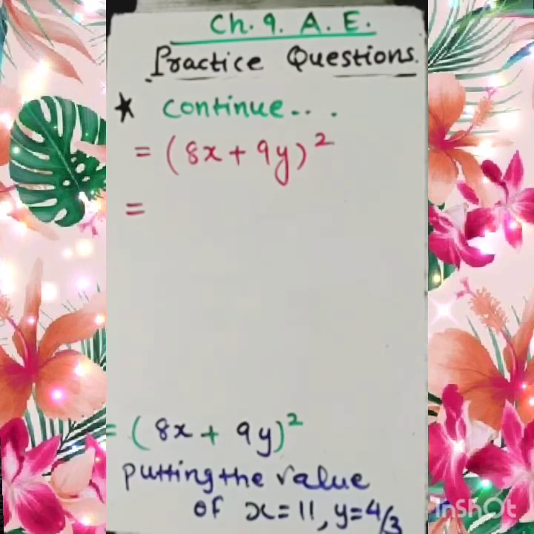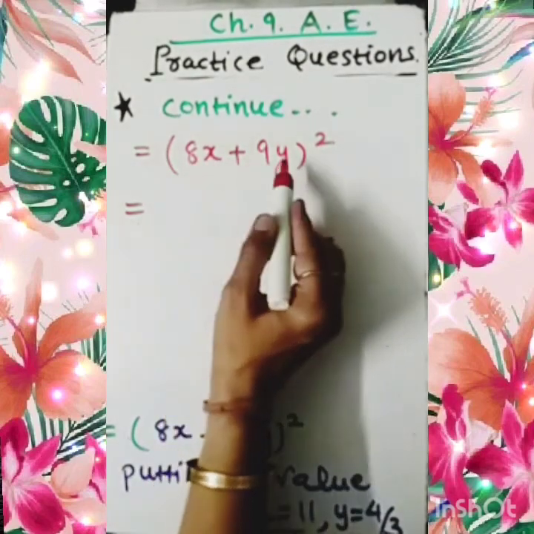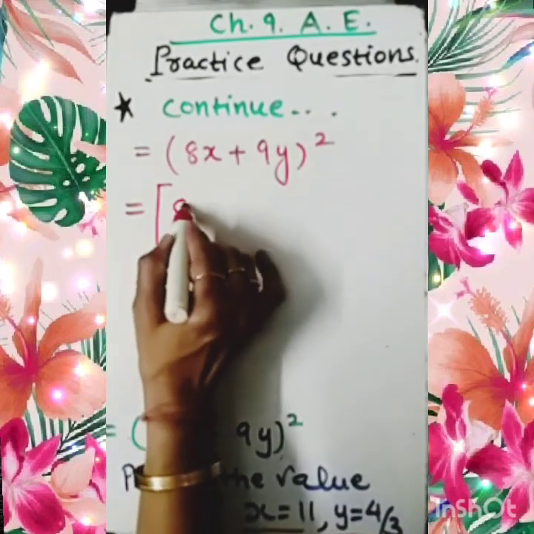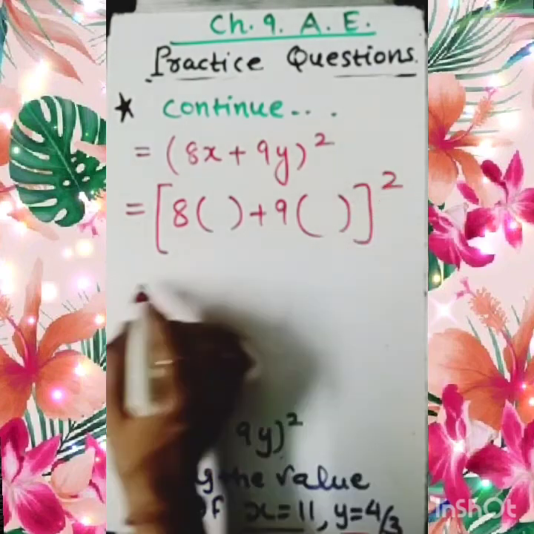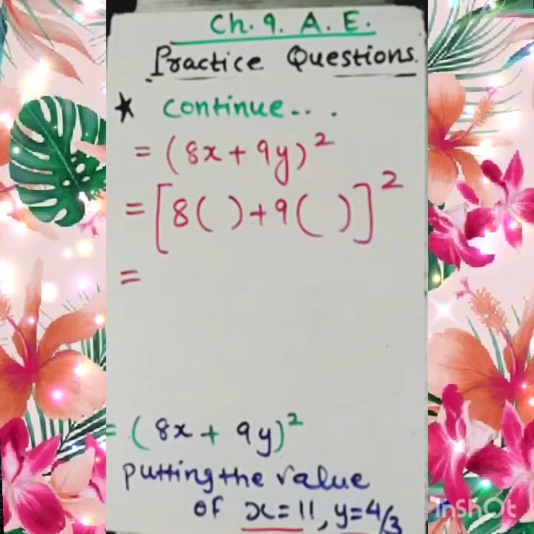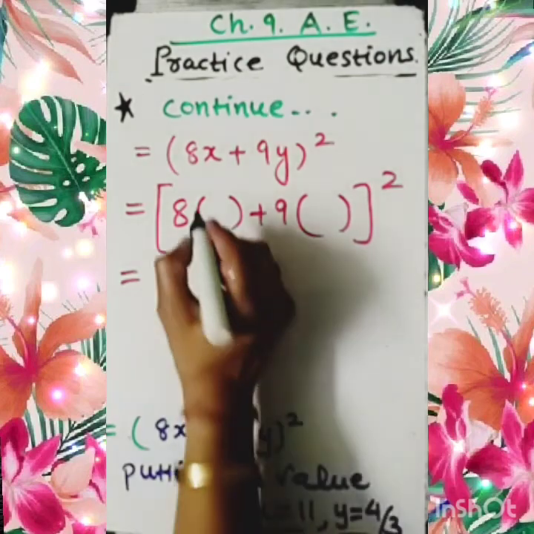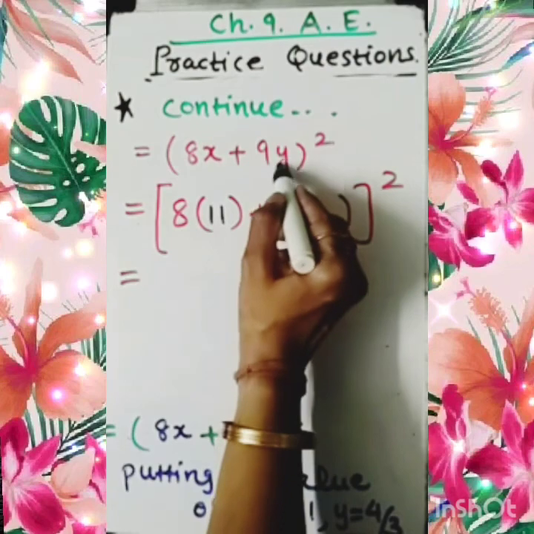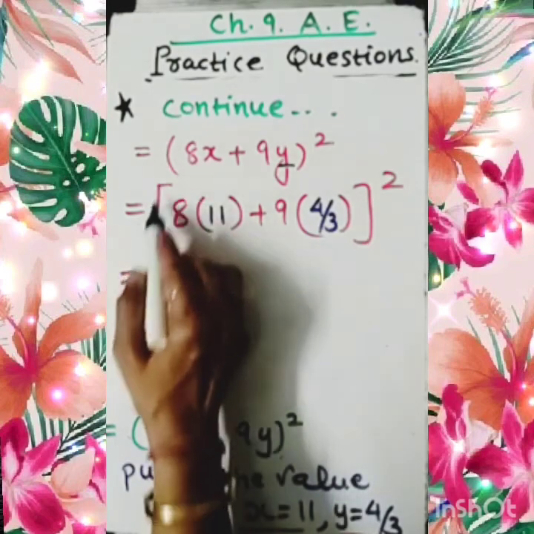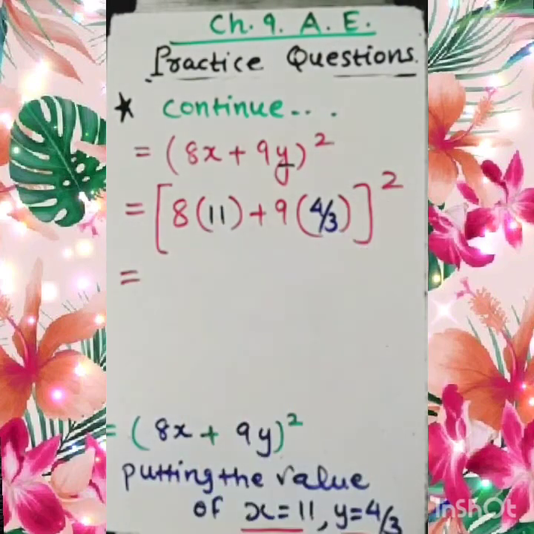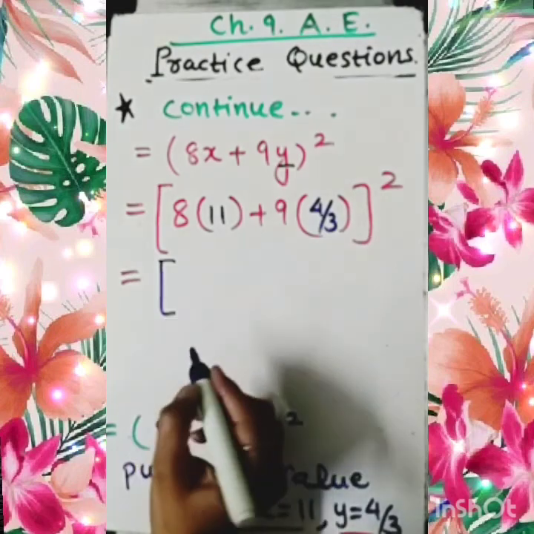So dear student, you can see on your screen here 8x plus 9y whole square. We need to put the value of x equal to 11 and y equal to 4 by 3 in place of x and y. So what will be the result? Here x value, here y value I am putting, and this is whole square. Right? So let's work out upon that. What is x? That is 11. I am mentioning 11 in place of x. What is y? y is 4 by 3. So I am mentioning 4 by 3 here. And the whole square is at the side. Okay. So dear student, here still we need to write it in a square bracket.